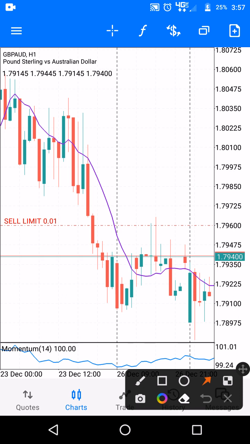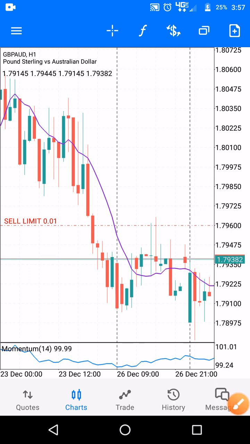So right now the market price is at 1.79400, and my sell limit is at 1.79600. Once the market reaches there, my prayer is that the market should drop. Once it drops, I make profit. Once it moves upwards, I make losses. So this is the simple explanation of buy limit and sell limit. That's how I can make it clear for you to understand.